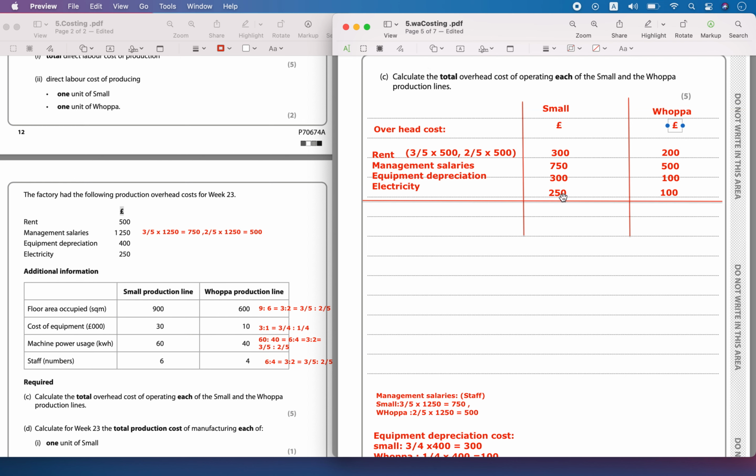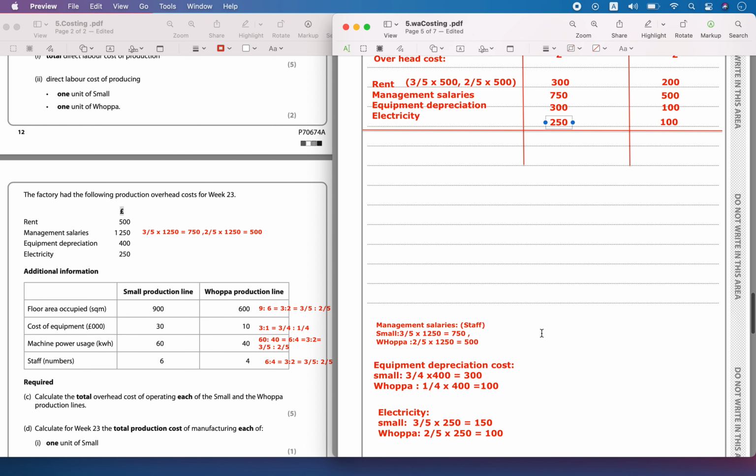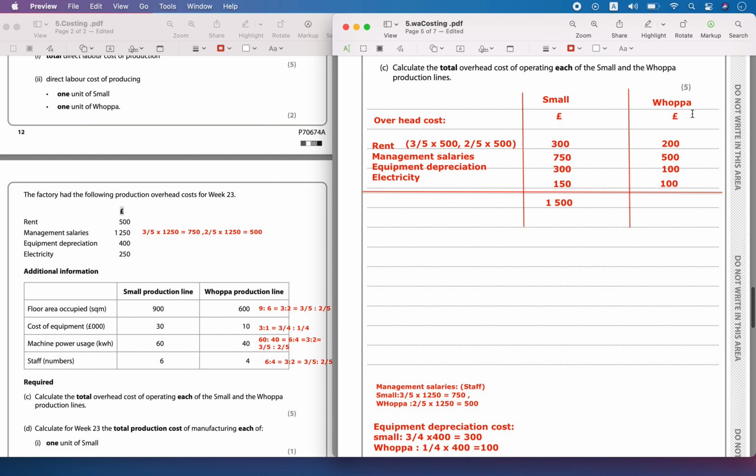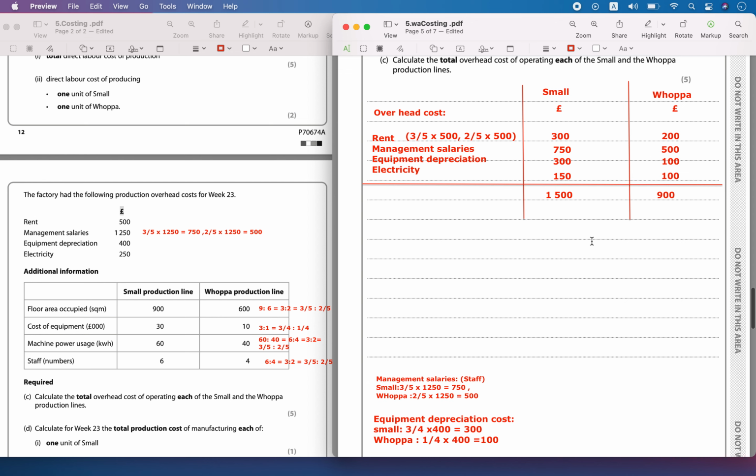So the total is 250, so this must be 150 and 100. Okay, so let's add up all these values. 300 plus 750 plus 300 plus 150, that is 1500. So 1500. And let's add for WAPA: it is 200, 700, 800, 900. So the total cost is 900.